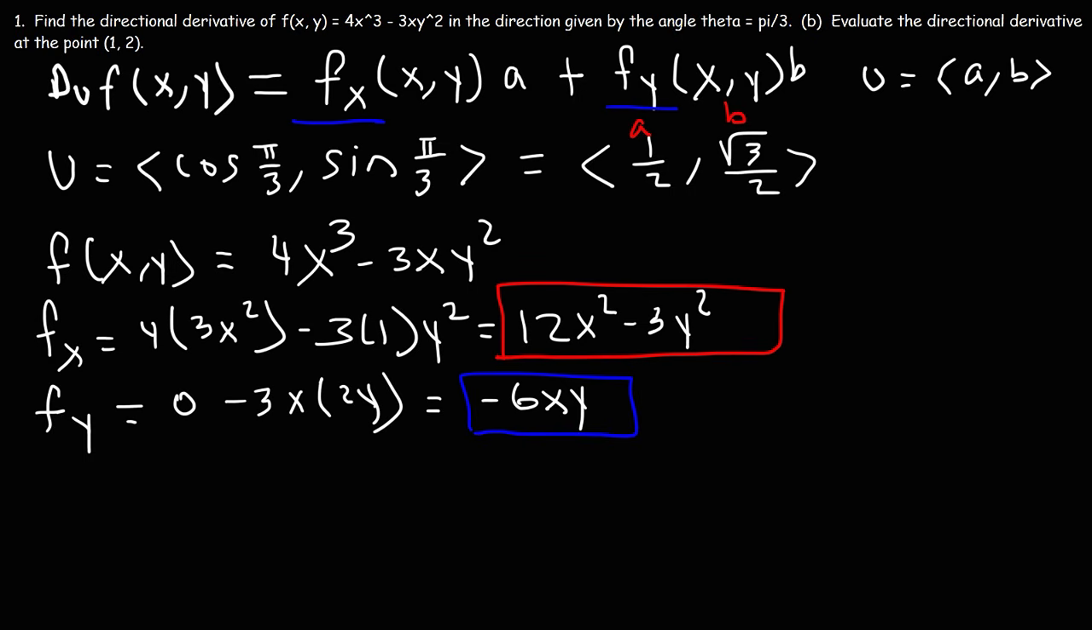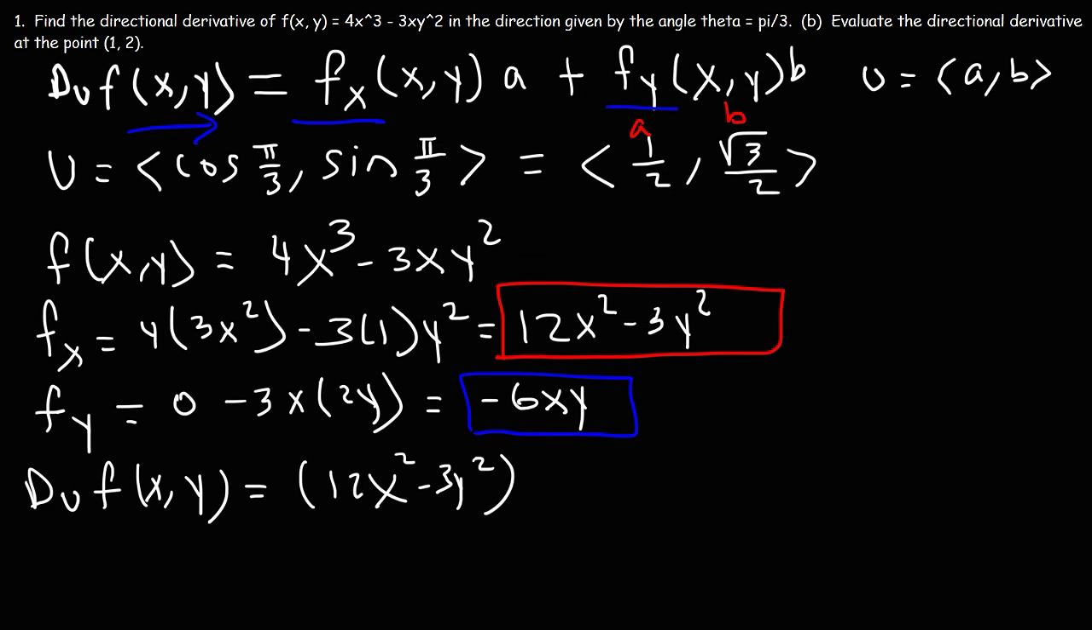Now let's plug in everything into this formula. So the directional derivative of f is going to be f sub x, which is 12x squared minus 3y squared, and that's going to be times a. A is 1/2. And then plus f sub y, which is negative 6xy, as we could see here. And then times b, which is the square root of 3 over 2.